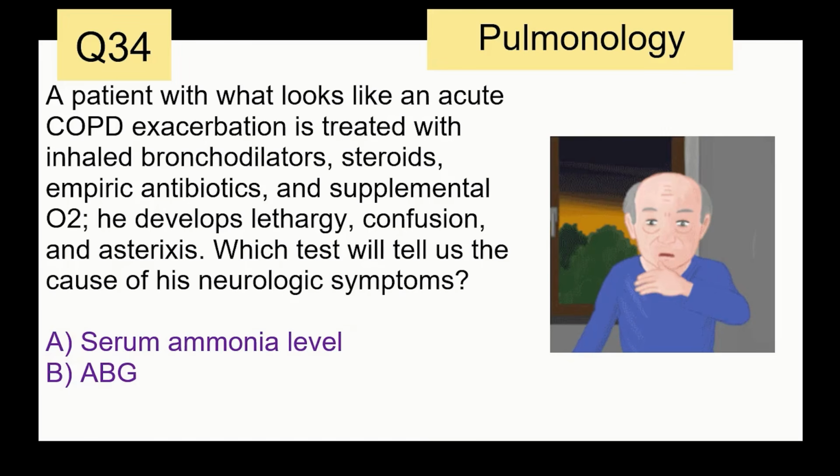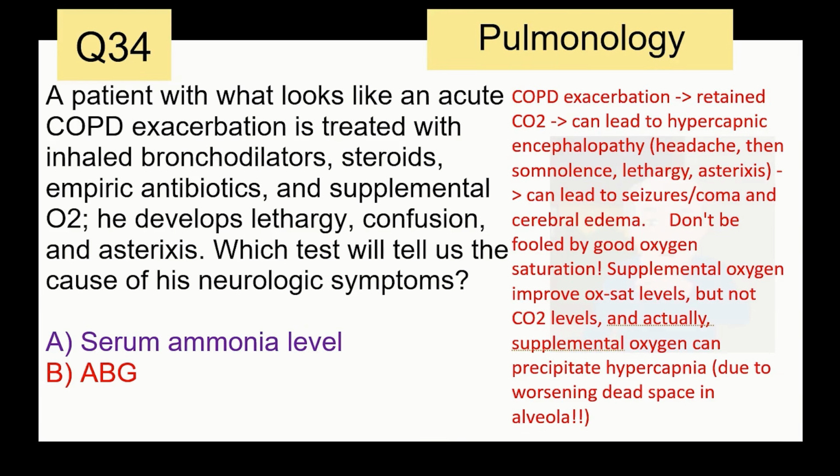Question 34. A patient with what looks like an acute COPD exacerbation is treated with bronchodilators, steroids, antibiotics, and O2. He develops lethargy, confusion, and asterixis. Which test will tell us the cause of his neurologic symptoms? And the answer is the ABG. We're not dealing with a liver condition. And by the way, ammonia is becoming less favorable anyway for assessing hepatic encephalopathy because they don't necessarily correlate. But anyway, we're dealing with a lung issue. We want to get the ABG levels to look for hypercapnic encephalopathy. That is, the retained carbon dioxide in COPD patients can cause neurologic symptoms.